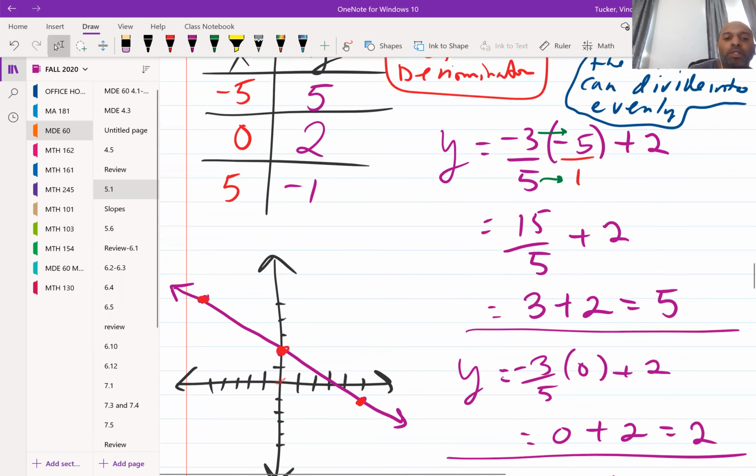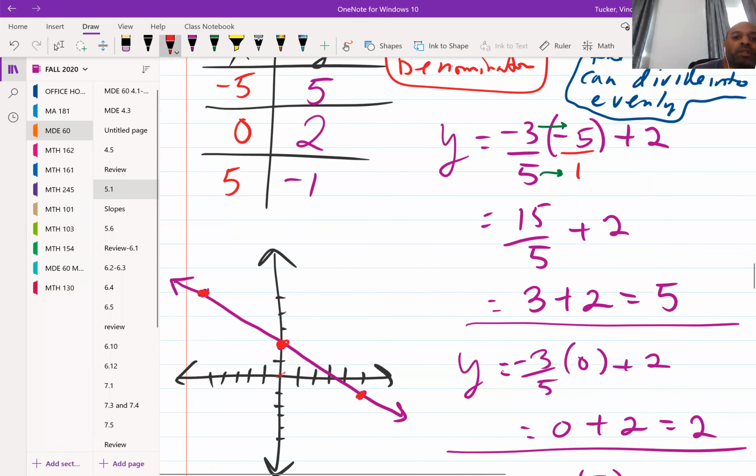All right. So when you go to graph, go to the left 5, up 5. That's this value right here. 0, 2. So you go nowhere for left. Don't go to the left or right for x, but then you go up 2. So that's this point right here. And then to the right 5, down 1 is right here. Connect your dots, and that is your line.